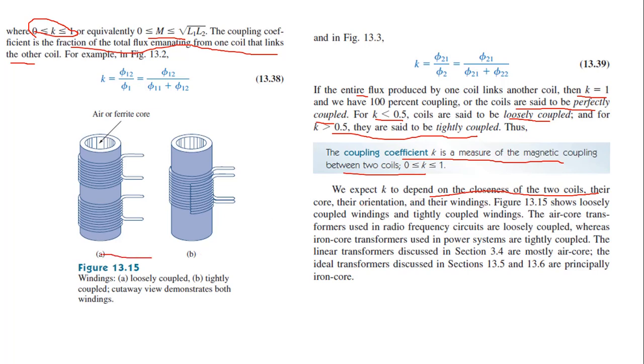Now if you look at these two diagrams A and B, this is coil 1 and this is coil 2. These two coils are loosely connected because they are somewhat apart from each other. Compared with this, you can see these two coils are tightly coupled. It looks like they have been overlapped with each other, right? So this is an example of a tightly coupled coil, and this is an example of a loosely coupled coil. Normally transformers with air core are loosely coupled and iron core are tightly coupled.